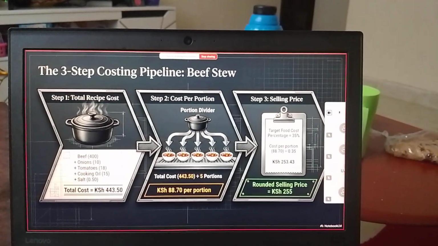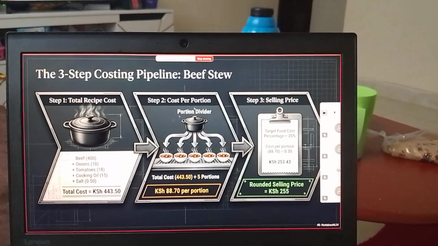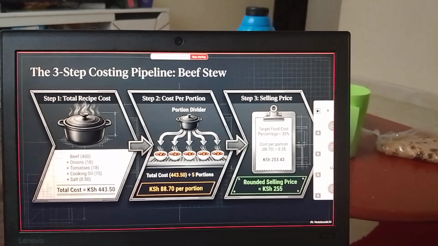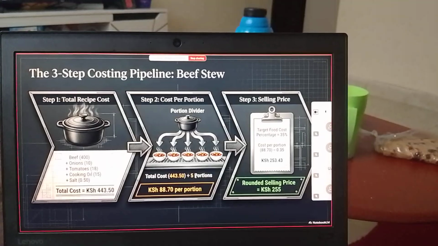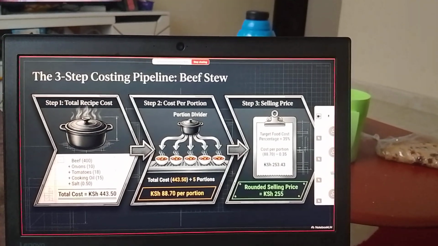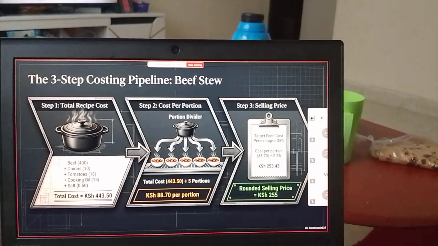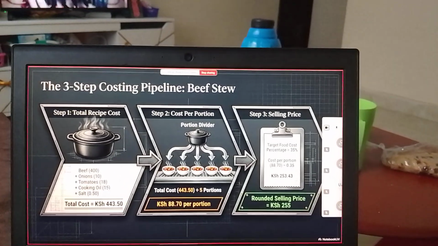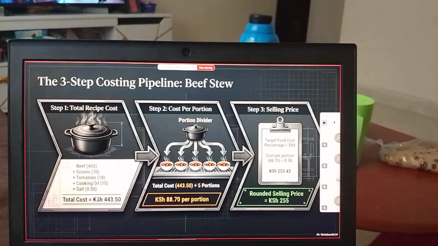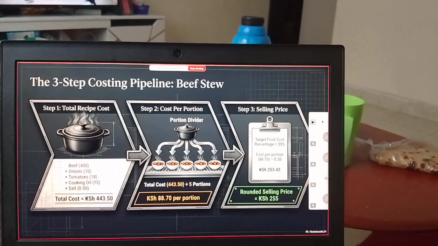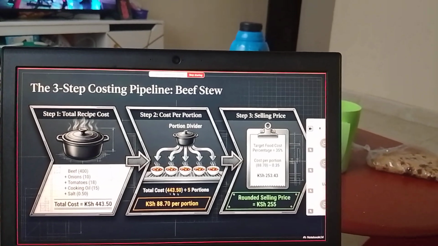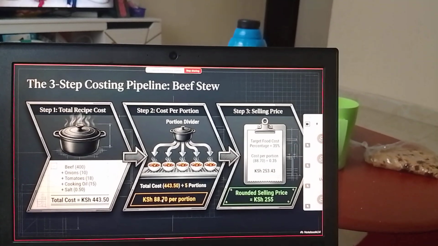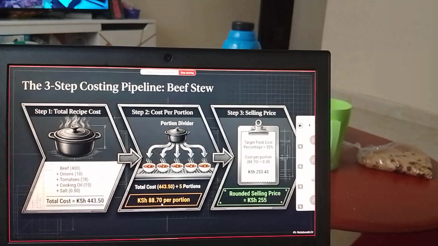Then after you've calculated the total cost of the recipe, we do cost per portion. All this food we've prepared, we shall be portioning it. We assume this particular dish will give you 5 portions. So you ask yourself, how much will it cost per portion? When you divide by 5 portions, you get 88 shillings and 70 cents, which is the amount you are spending per portion.